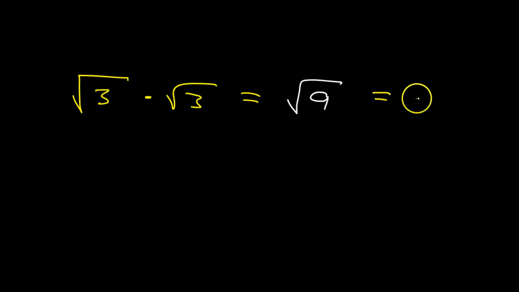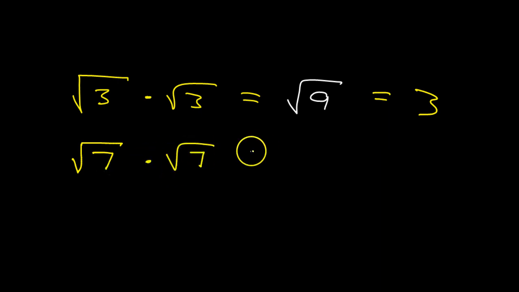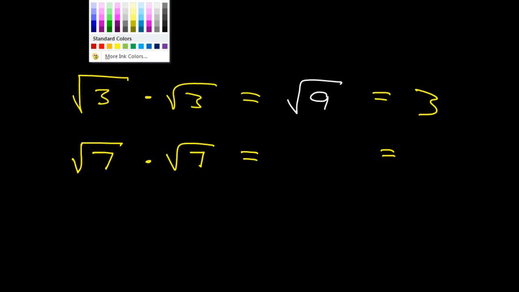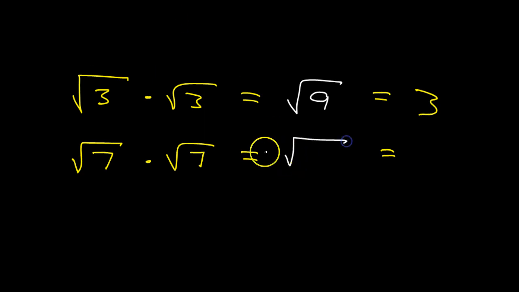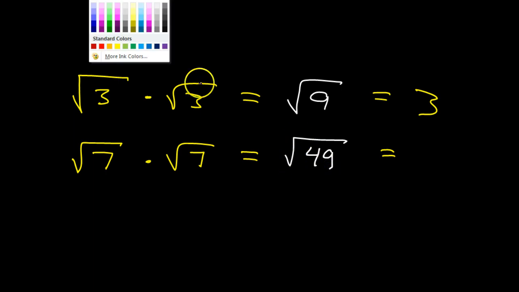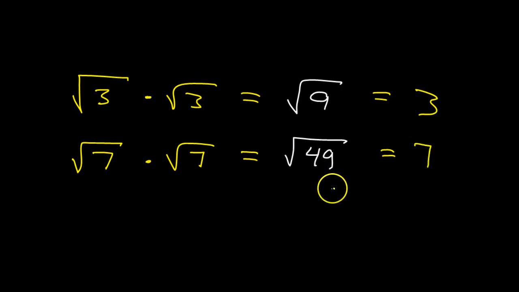However, radical 9 is 3. And we learned a pattern, because, say if I had radical 7 times radical 7, that would be 7 times 7 is 49. But then the square root of 49 is 7. Alright, do you see the pattern?